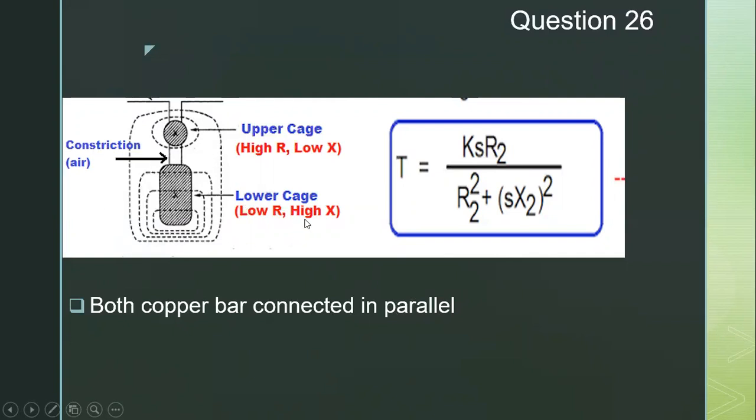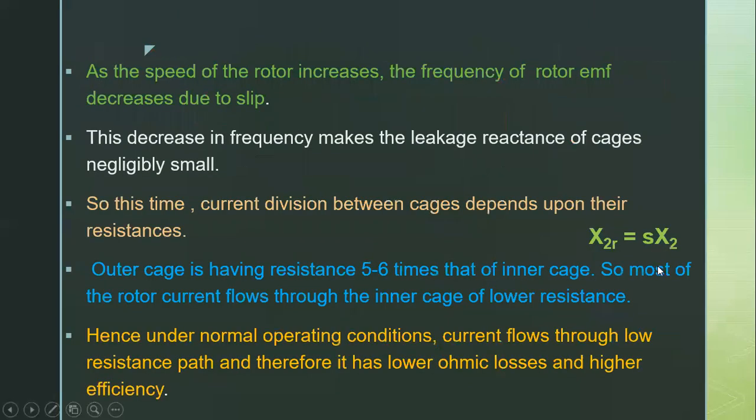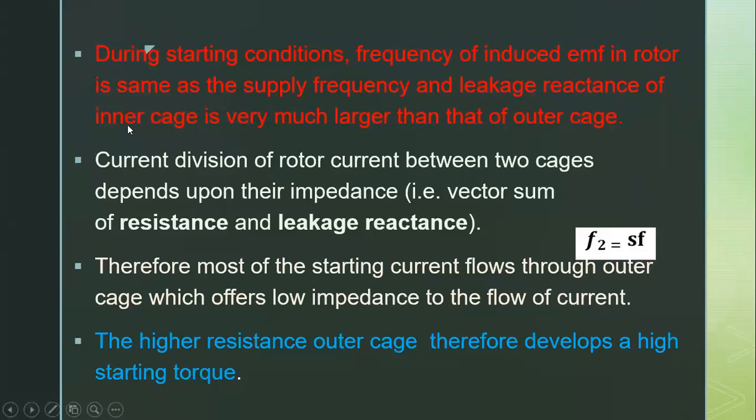There is some explanation. During the starting condition, the frequency of the induced EMF in the rotor is the same as the supply frequency. The leakage reactance of the inner cage is very much larger than that of the outer cage. You know the equation: leakage reactance x2r will be s into x2. At starting, slip is a high value, so reactance will be high. So the leakage reactance of the inner cage is very much larger than that of the outer cage.